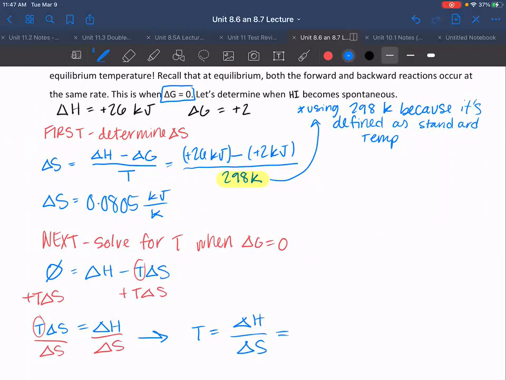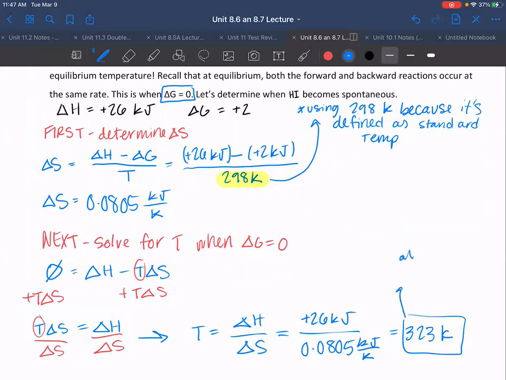So our last thing we have to do now is plug in the delta H I looked up, positive 26 kilojoules. And we're going to divide that by the entropy we calculated, which is 0.0805 kilojoules per Kelvin. And so what we get is a temperature of 323 Kelvin. So what this means is at temps higher than 323 Kelvin, the reaction, I abbreviate RXN, is spontaneous.